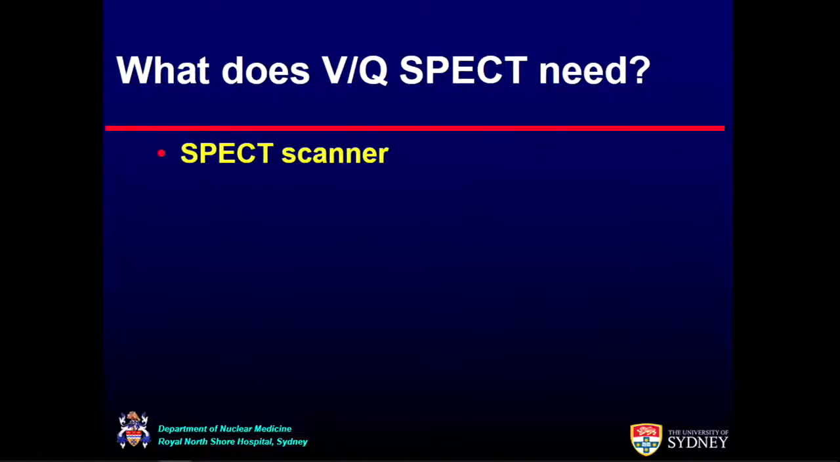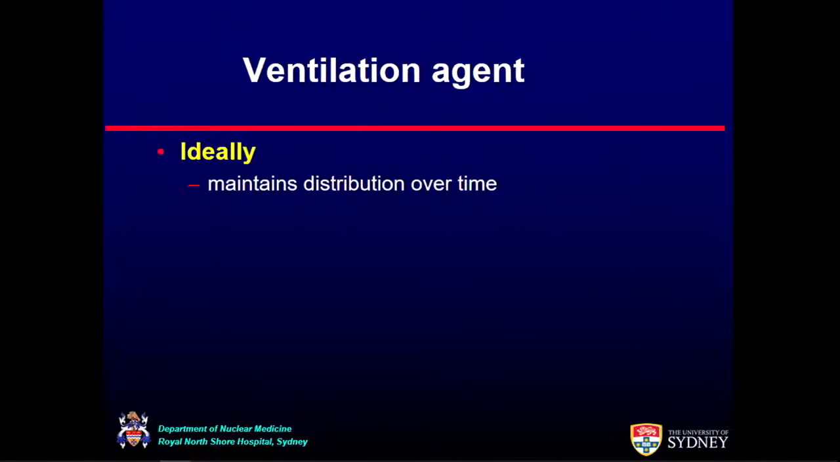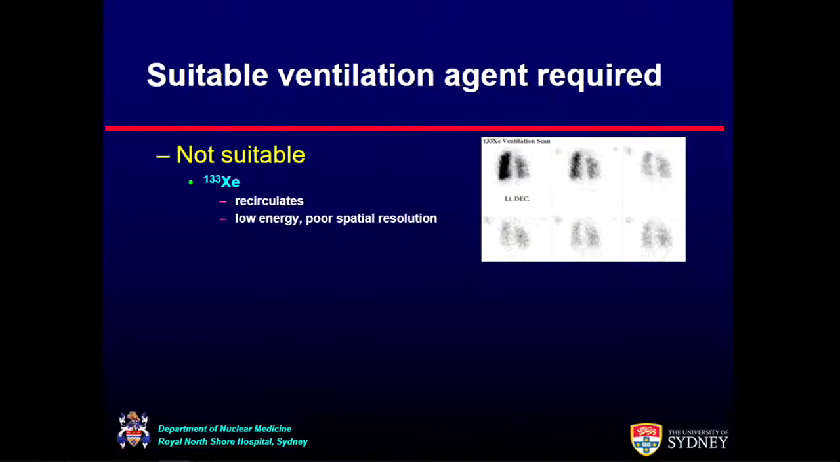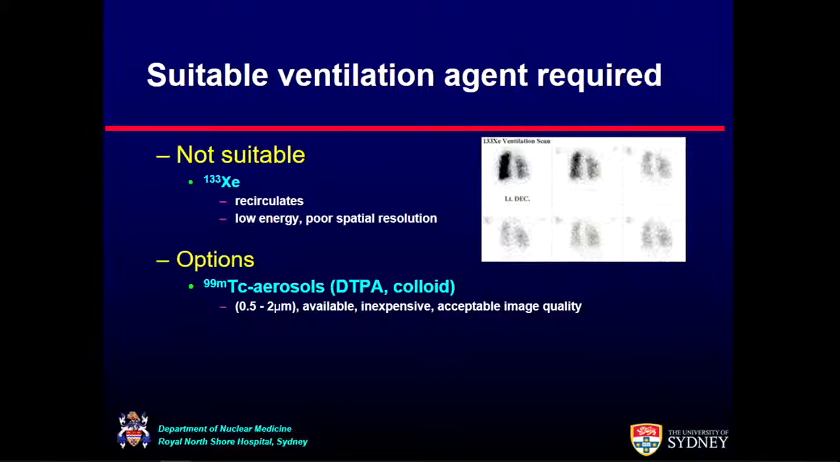So what do you need to do VQ SPECT? You obviously need a SPECT scanner, and they're fairly prevalent. You need a decent ventilation agent. Ideally, you want something that maintains its distribution over time, should act like a gas, should have good imaging characteristics, and is safe. Obviously, Xenon doesn't tick those boxes. It has poor spatial resolution and low energy.